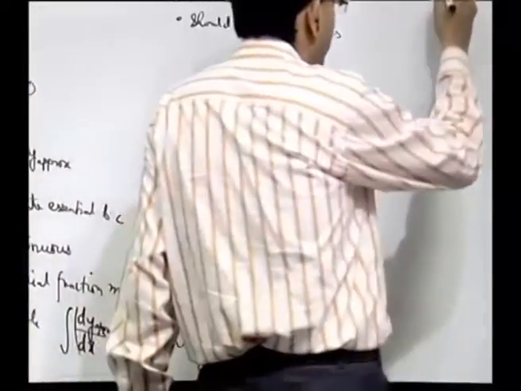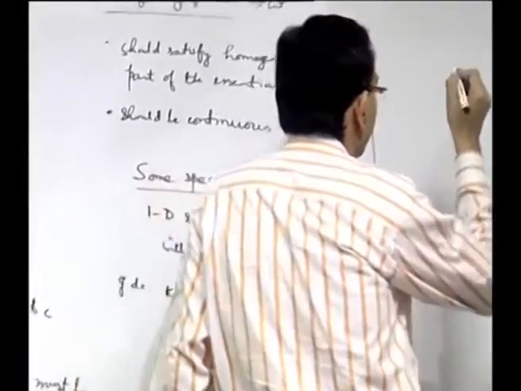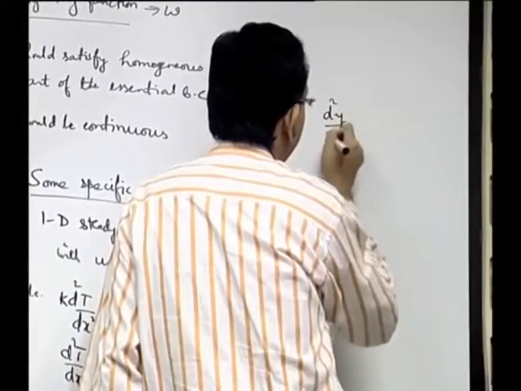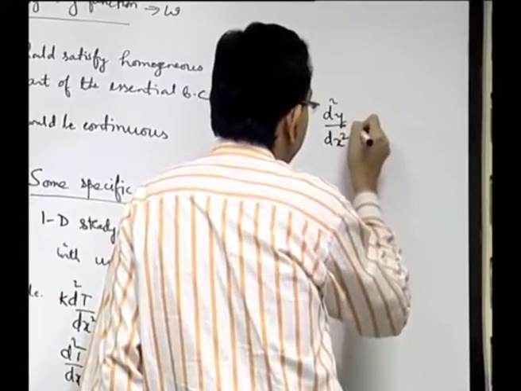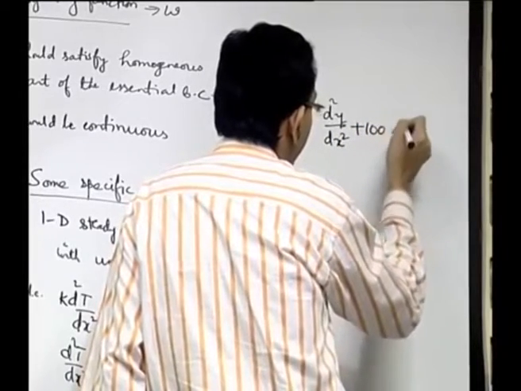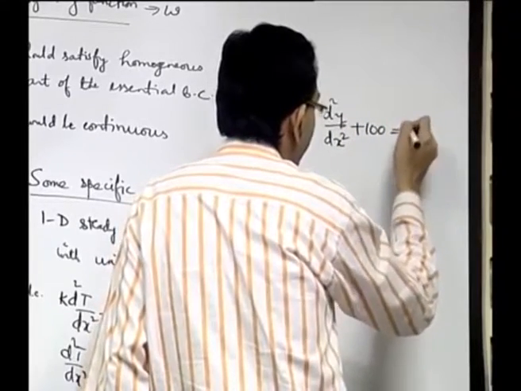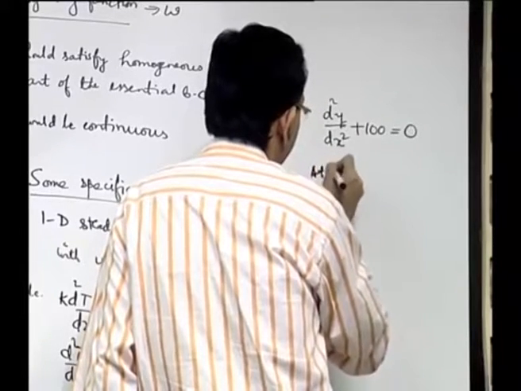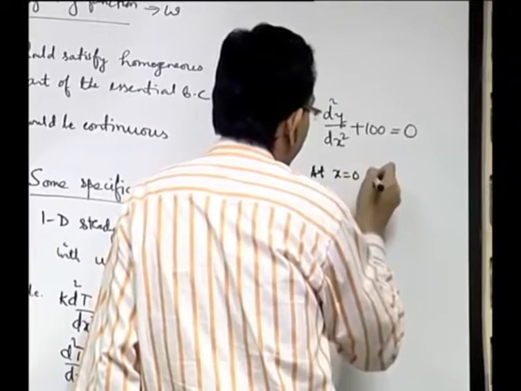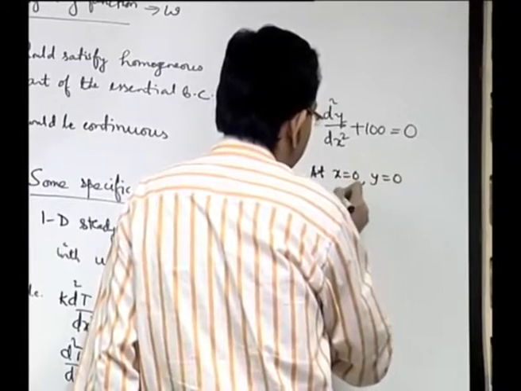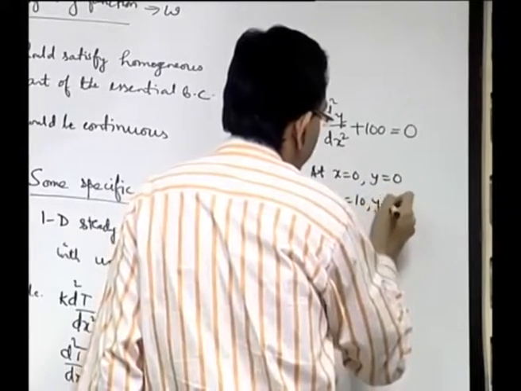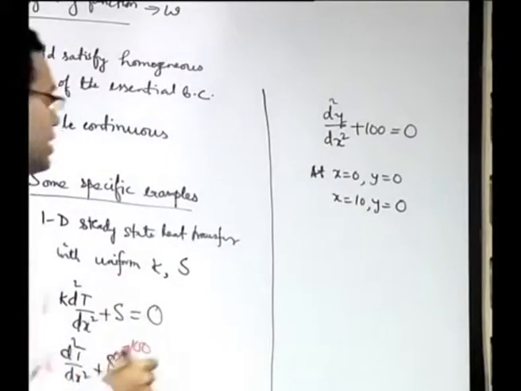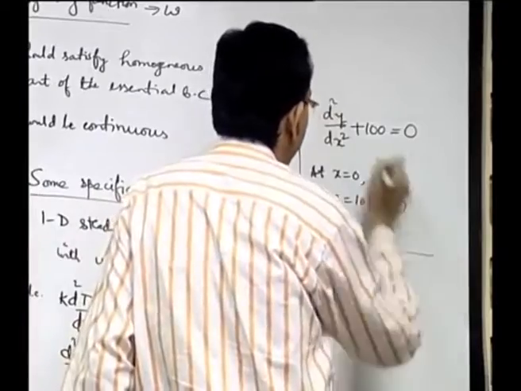So, our problem becomes the problem of solving a very simple differential equation of this form: d square y by dx square plus 100 equal to 0, and at x equal to 0, y equal to 0, at x equal to 10, y equal to 0. So, this is the problem that we intend to solve.